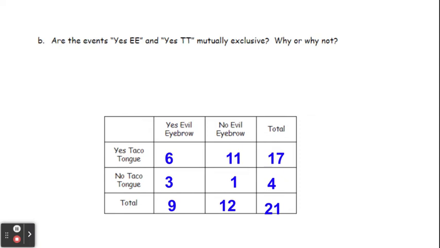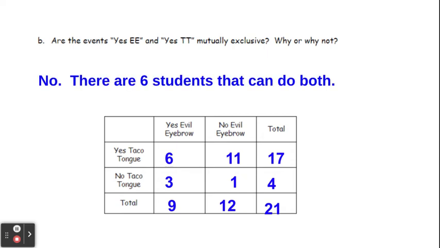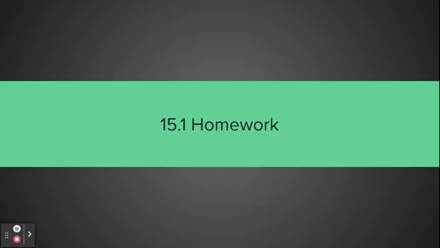Now, if we look at yes, evil eyebrow, and yes, taco tongue, those do overlap, which means they are not mutually exclusive because we had 6 students in the class that could do both. That was the overlapping region, and that makes them not mutually exclusive. Please do the 15-1 assignment in your homework packet.